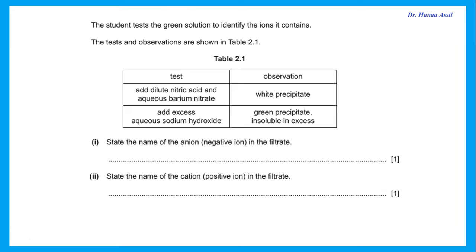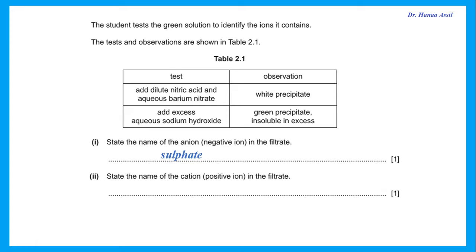Another type of question is where he gives the results of the tests. So he's saying we have tests with dilute nitric acid and barium nitrate, and it gave a white precipitate. Of course, you should know that nitric acid and barium nitrate is a test for sulfate. So when the question says state the name of the anion, it is sulfate.